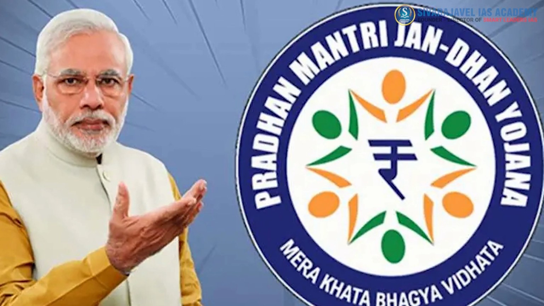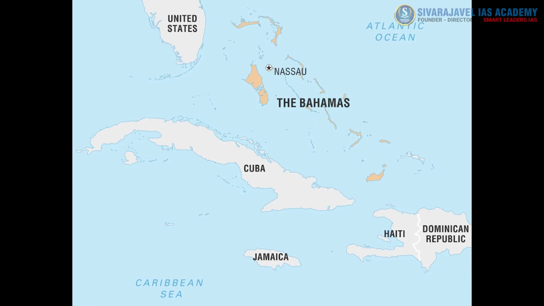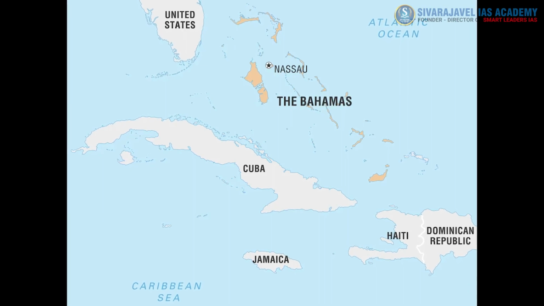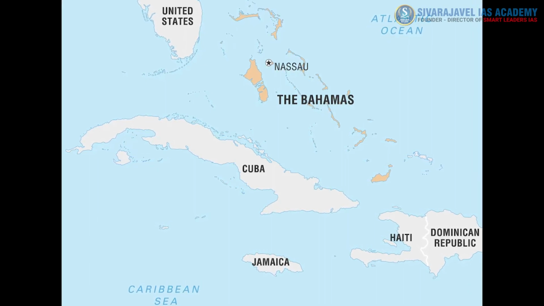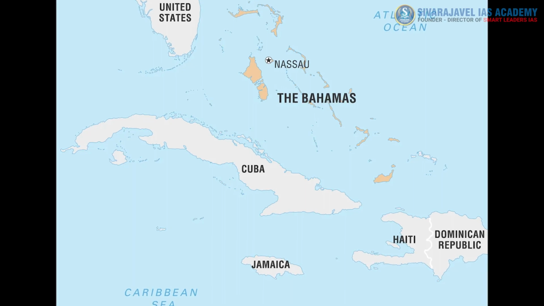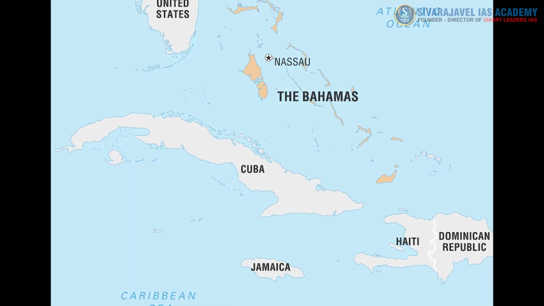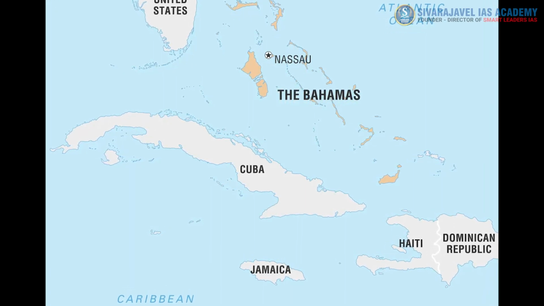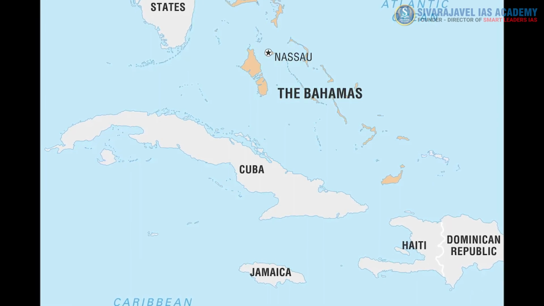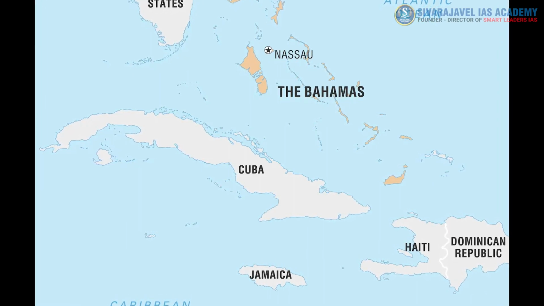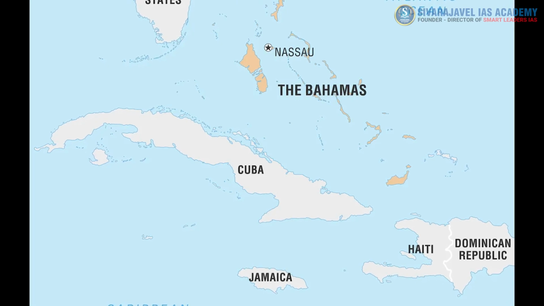Now, how is this solved? Again, we'll take an example. We're going to take the example of the Bahamas. The Bahamas is made up of, on average, 300 or more islands together. So if you have to go to a bank, you have to take a boat and travel for hundreds of kilometers. This is not very easy. This is not very possible.